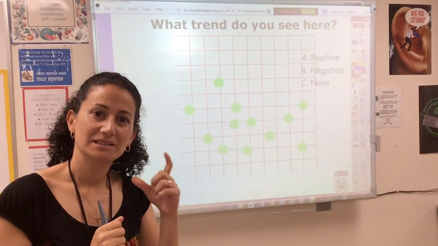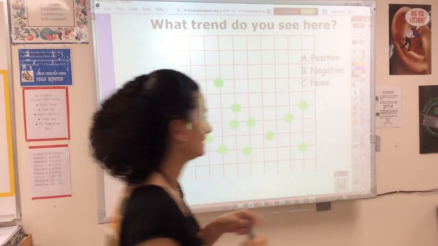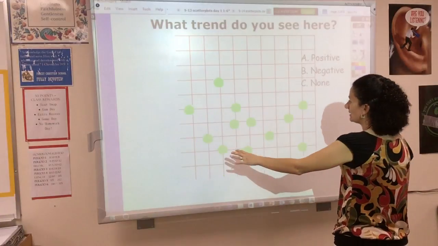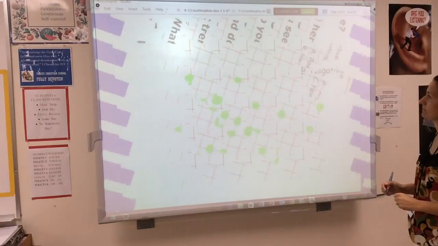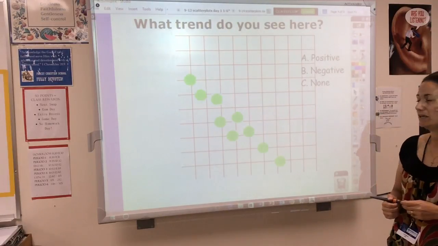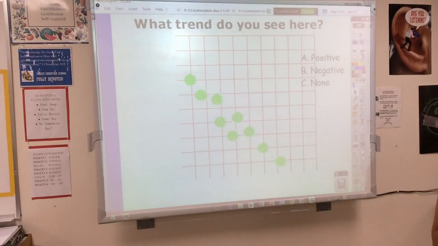If you said C, none, you are correct. There's no relationship here. The dots are kind of going up here, they're kind of going down. There's no relationship, nothing strong enough. What do you think about here? Positive, negative, or none?